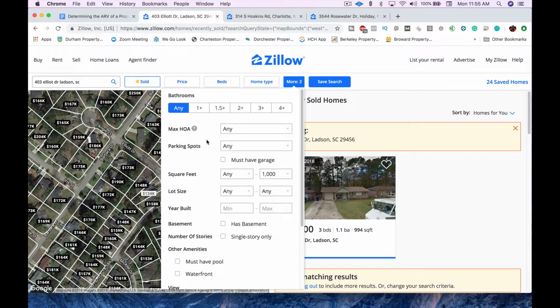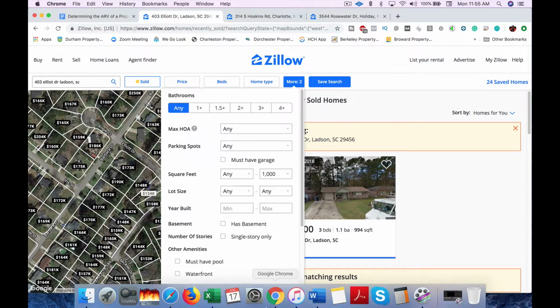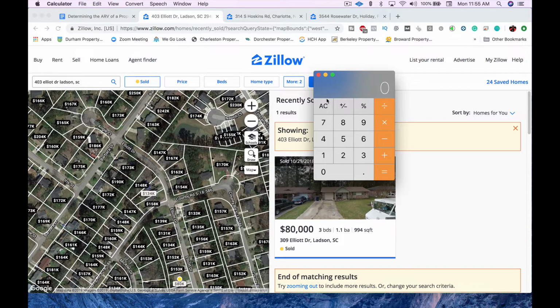So typically I won't go above 20% of the property square footage. So if we do the math here, 939 square feet times 0.20, that's 187 plus 939. So technically I could go up to 1,100 square feet. However, this is one of my rules.